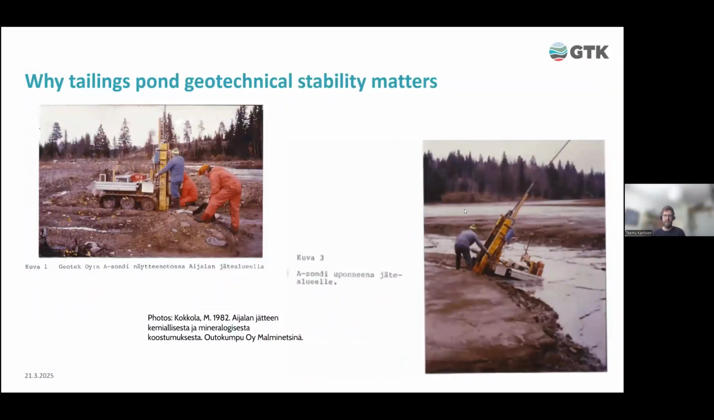And just a few pictures of why tailings geotechnical stability matters. It might be a bit hard to construct cover structures, for example, if the tailings are not very stable.